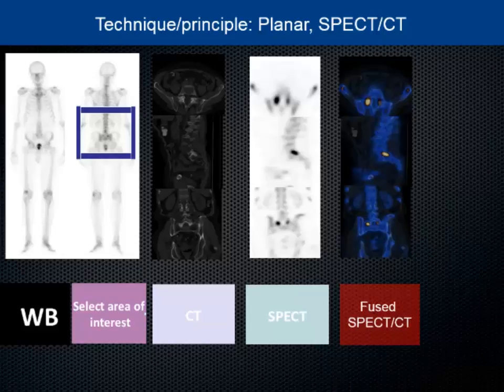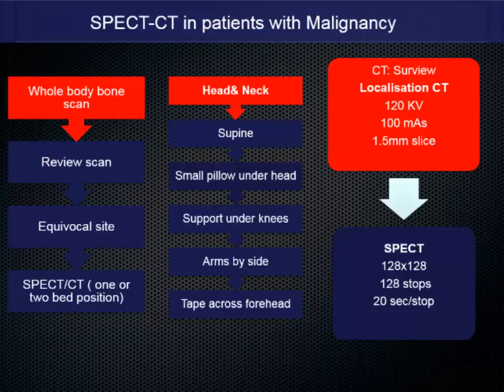For the next 2 days, we will show how it's going to help in non-oncological pathologies, especially in orthopedics. So that's what we do. That's what I said. We just review the scans, and if you think some site is indeterminate, whether we can't say whether it's benign or malignant, then we go for a SPECT CT.